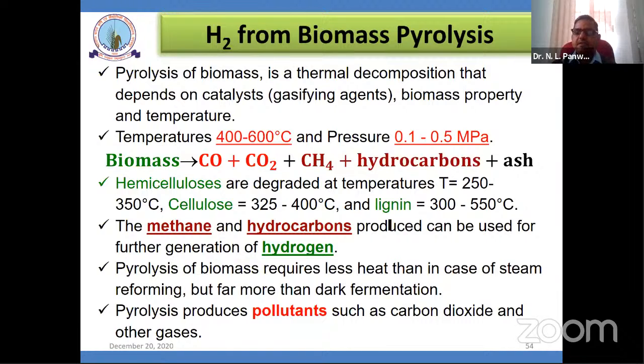The temperature range depends on the type of biomass you are using. If you are using hemicellulosic biomass, then it degrades at a temperature of 350 to 400. For the lignin content of lignocellulosic material, 300 to 550 degrees Celsius is required. Then methane and hydrocarbons produced can be used for further generation of hydrogen. So the hydrocarbonous products and the methane produced during this pyrolysis process can be used for the production of hydrogen.